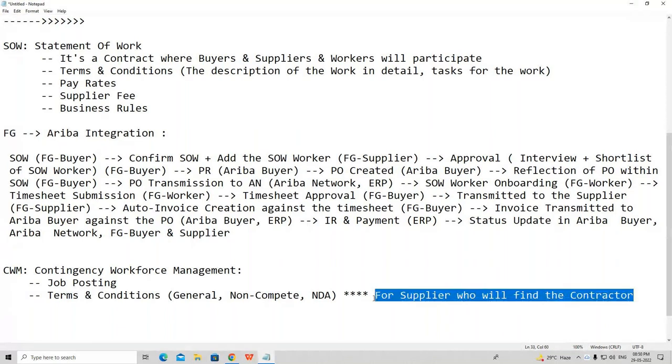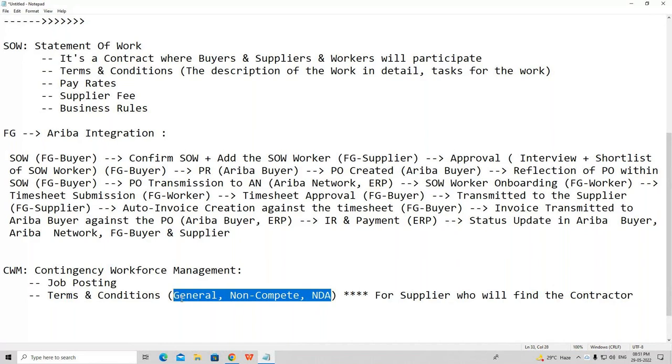Of course, you have to onboard the supplier. Without onboarding them, how will it work? Correct? Exactly. Keep this in your mind. Now, in this case, what will happen? Supplier will find a contractor. So a small terms and condition, like you will bring a good resource. You will not bring a useless resource kind of thing. Terms and condition will be there, very small. But mainly the terms and condition is between the worker and the buyer. That is the goal.